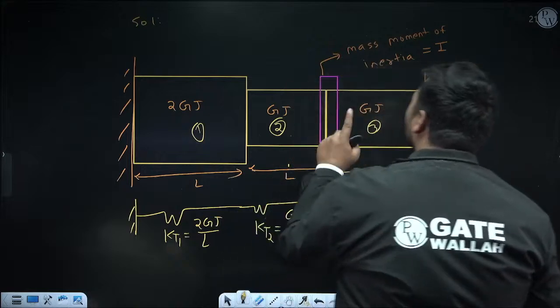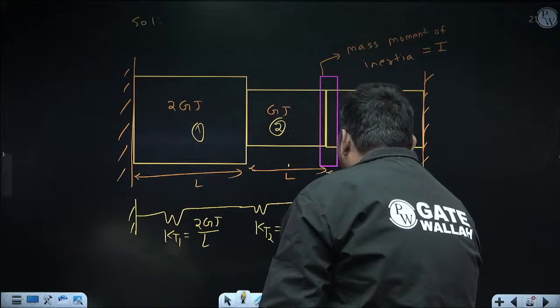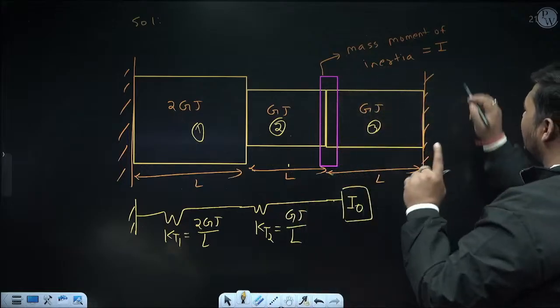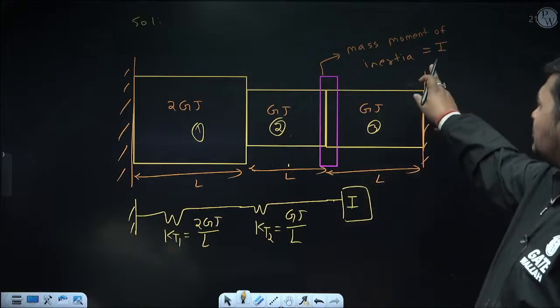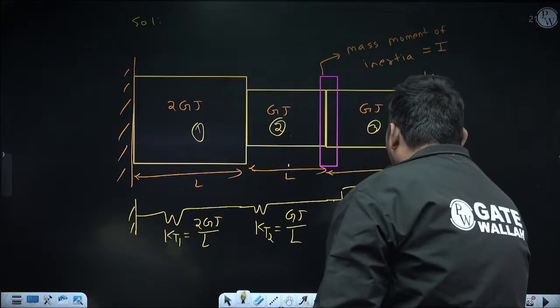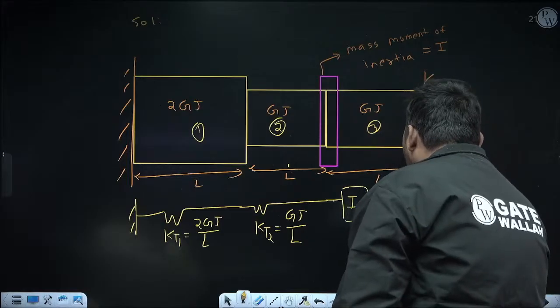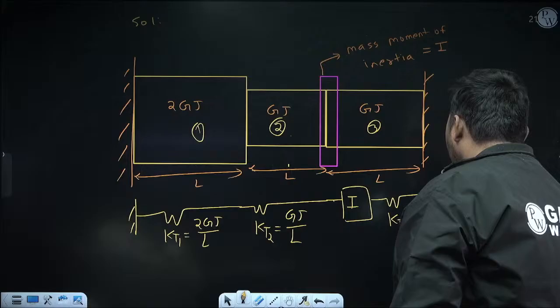Now after that this rotor is attached. So now apply the rotor. But here instead of mass we will write the mass inertia of the rotor about the axis of rotation, which in the question is represented as I. Because in the question it is given that the mass inertia is I. Now after that this shaft is attached, so it is replaced by spring 3 whose torsion stiffness is KT3, and it will be torsion rigidity GJ upon length L.